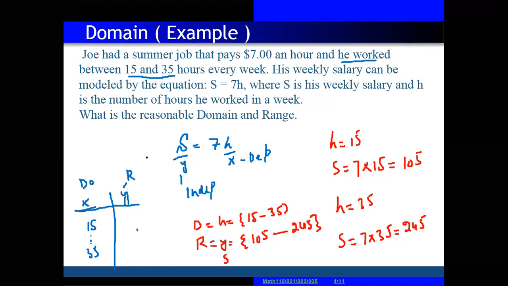So this is an example of domain and range. What is domain and what is range? Okay, excellent.